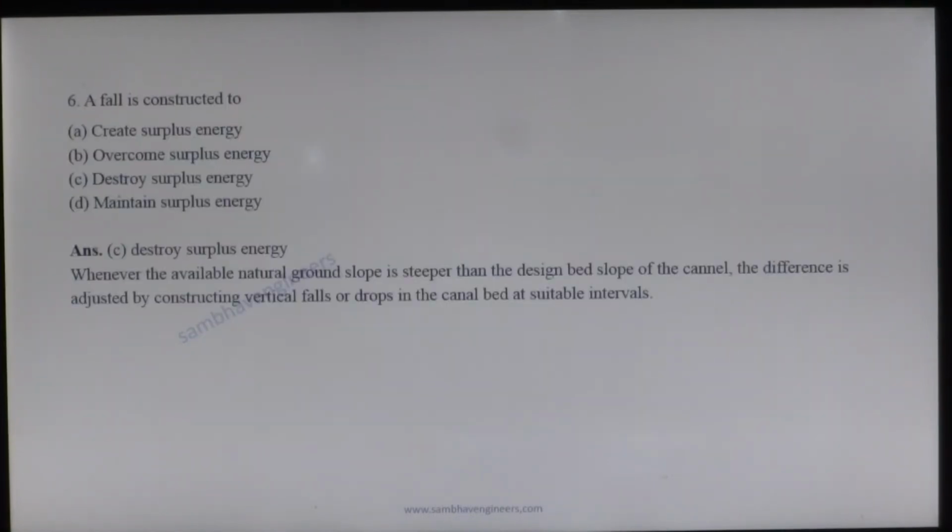Next question. A fall is constructed to. Whenever available ground slope is steeper than the bed slope of the canal, the difference is adjusted by constructing vertical falls at suitable intervals to destroy the surplus energy of the water.